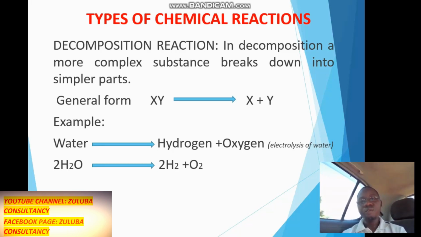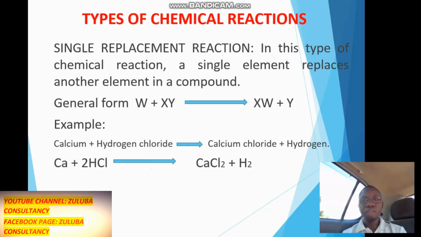What's the third type of reaction which we need to know at our level? The third type of reaction is a single replacement reaction. In this type of chemical reaction, a single element replaces another element in a compound. So we have a general form here. W is reacting with XY. Now, what is happening in the products? Y is being replaced by W.